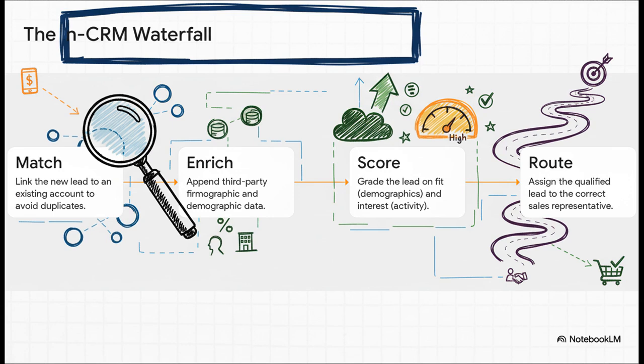First, the system matches the new lead to a company that's already in your system to avoid duplicates. Then it enriches it with more data. After that, it scores the lead to see how good a fit they are. And finally, boom, it automatically routes that hot, qualified lead to exactly the right salesperson.